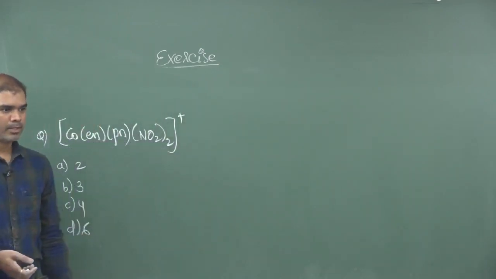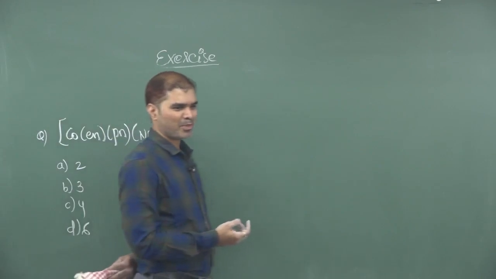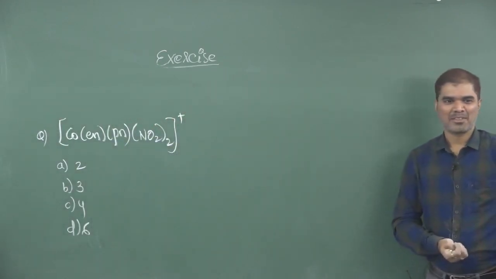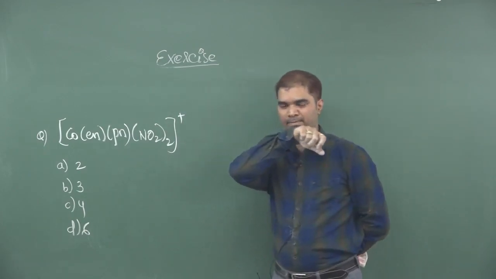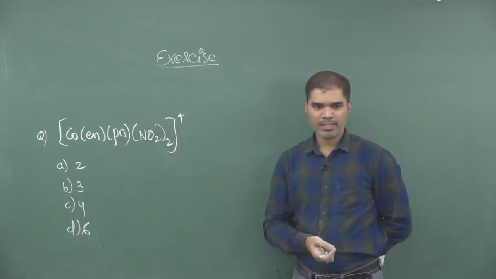How many? Are you saying 2 or are you saying second option? Now you are confused. Just try to put it on paper, you will come to know what the different geometrical isomers are.